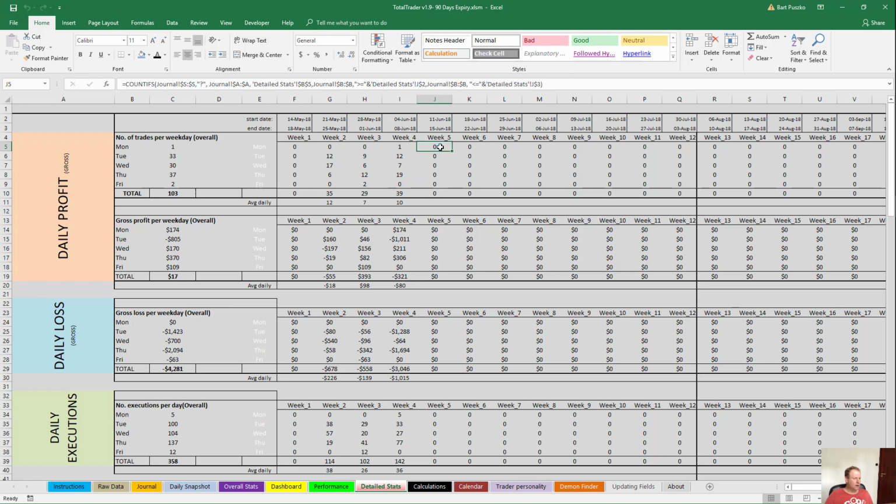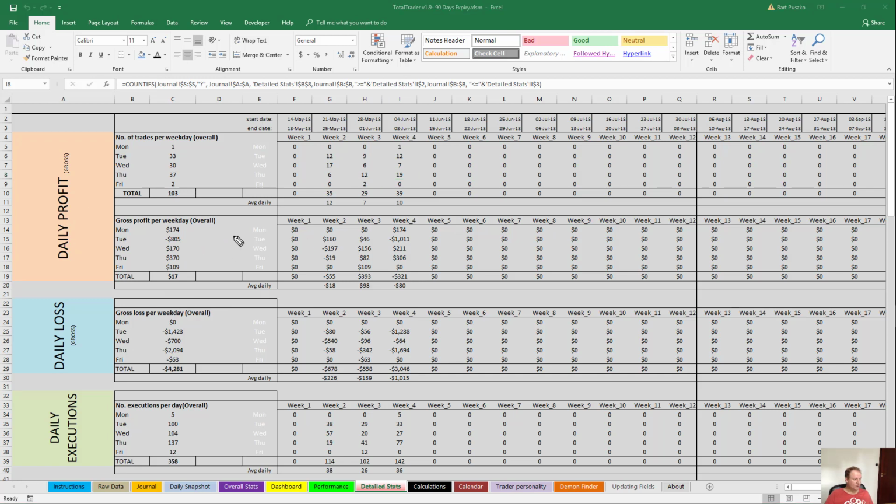So obviously Monday or Tuesday, I haven't put my stats in here, but you can see that last Tuesday I had 12 trades, right? So we're talking about number of trades. So 12 trades. Wednesday 7, Thursday 19. So number of trades up here. Then your total gross profit per weekday.